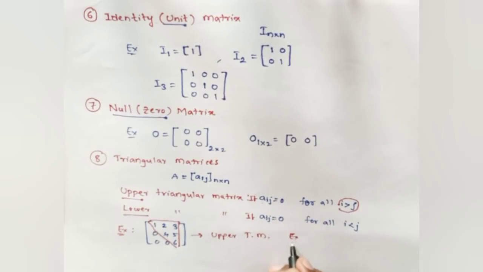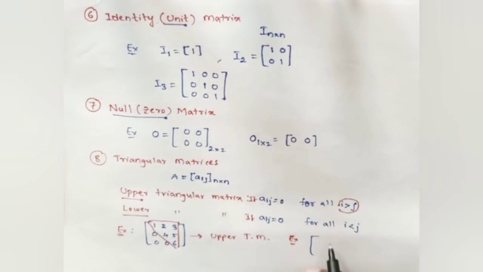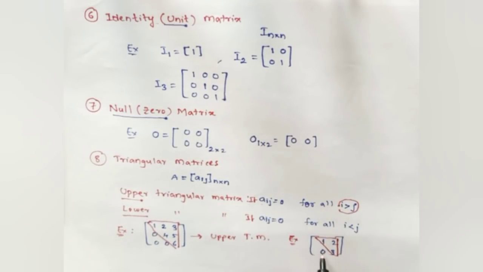Now consider a 2 by 2 matrix. It is 1, 2, 0 and 3. The upper triangular part has the non-zero elements, and the lower values will be 0. So A21 is 0. Therefore it is also an upper triangular matrix.